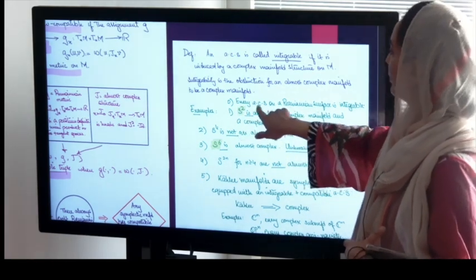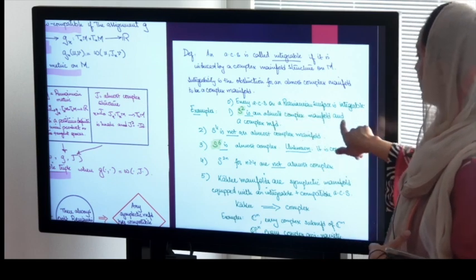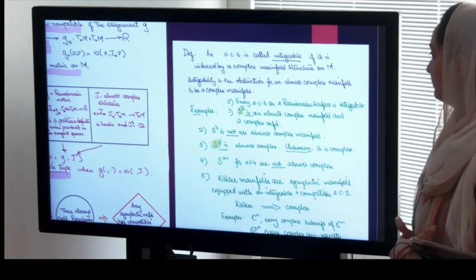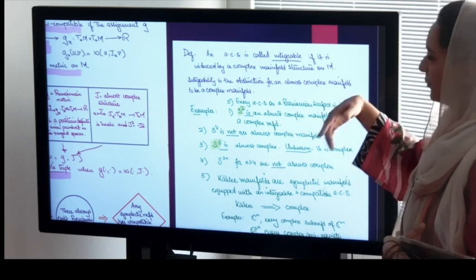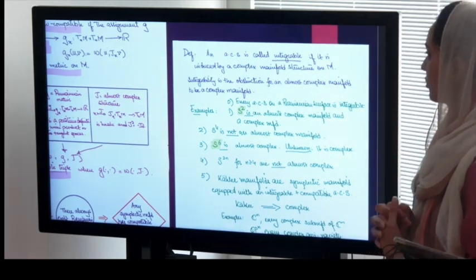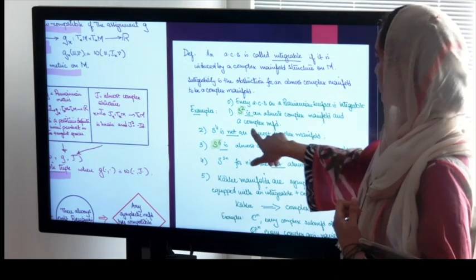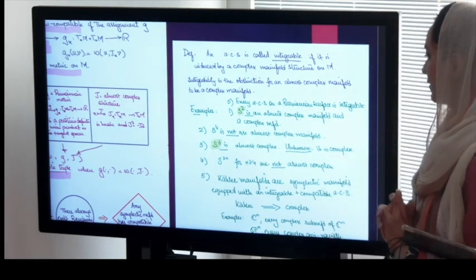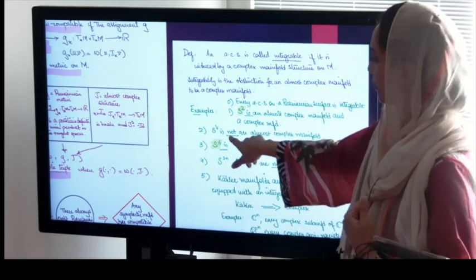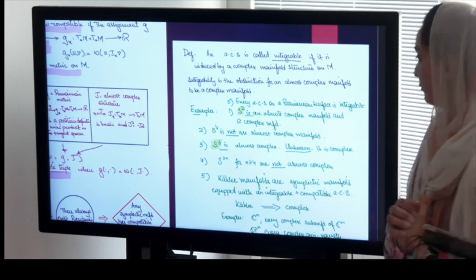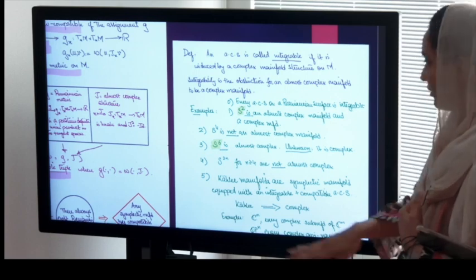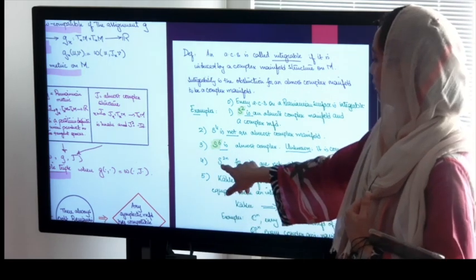For example, every almost complex structure on a Riemann surface is integrable. So all Riemann surfaces have almost complex structures that are also complex manifolds, which means their almost complex structure is induced by the complex structure. S2 is an almost complex manifold and a complex manifold. S4 is not an almost complex manifold. S6 is almost complex, but it's unknown whether it is complex or not. This is a very famous problem.